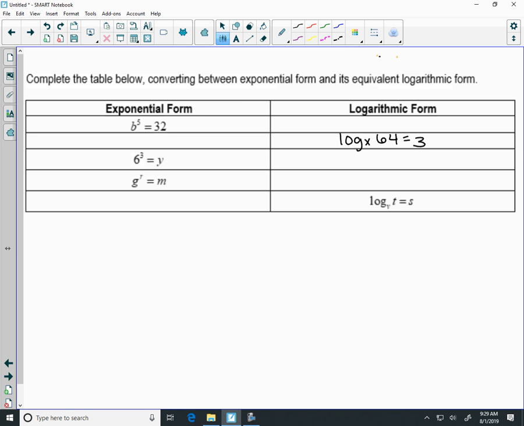So b to the 5th equals 32. So b is our base, 5 is our exponent, 32 is what we would be taking the log base b of. Let's go ahead and do these others, the 6 to the 3rd and the g to the r. Again, just making these fill in the blanks for myself. For 6 to the 3rd, the base is 6, the exponent is 3, and y is what we're taking the log of.